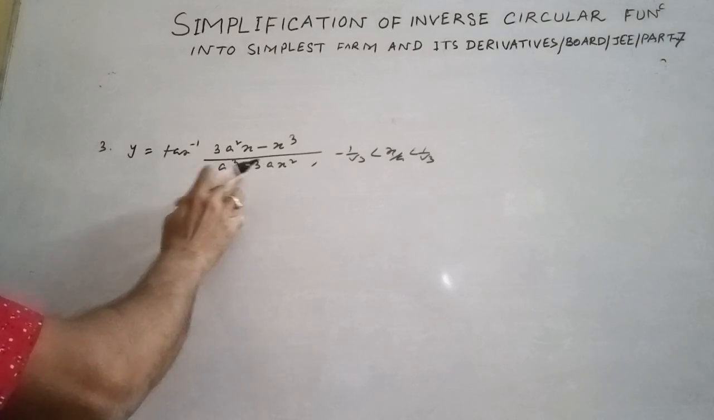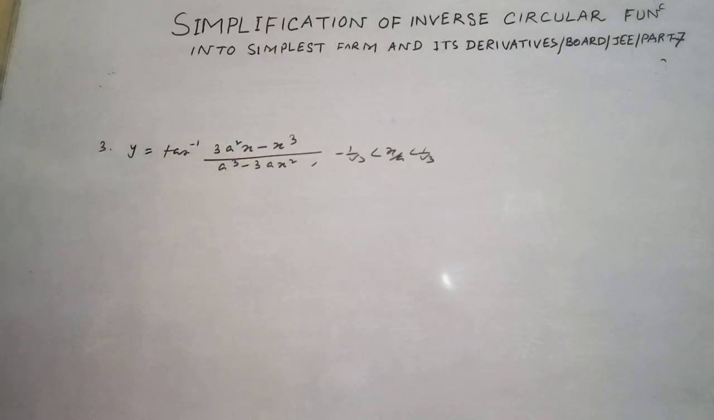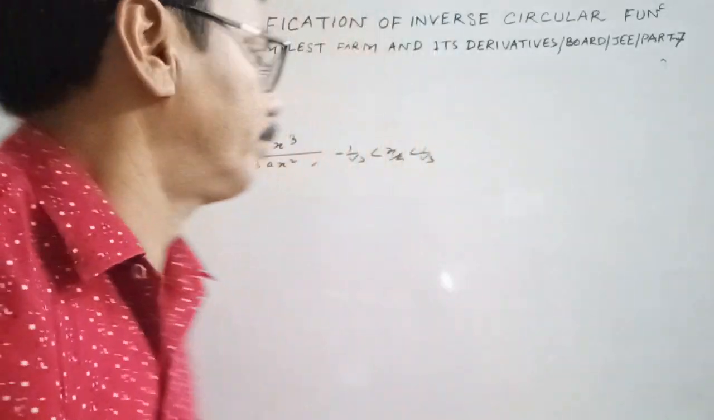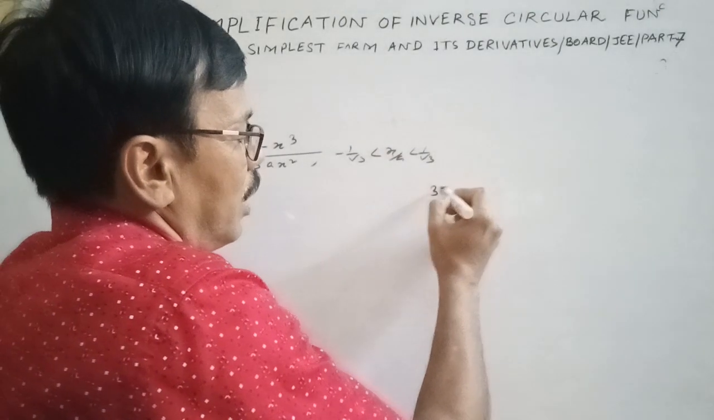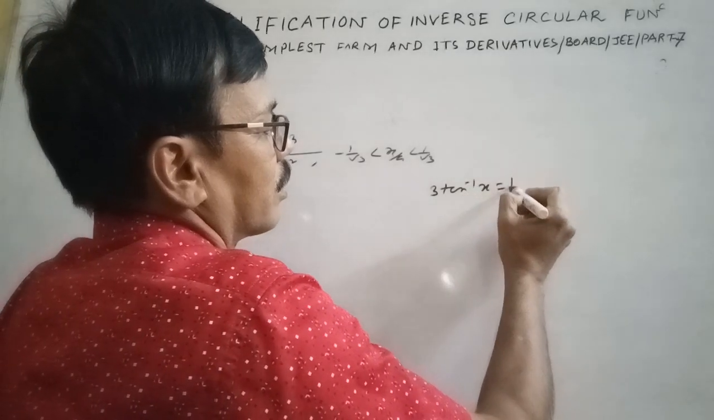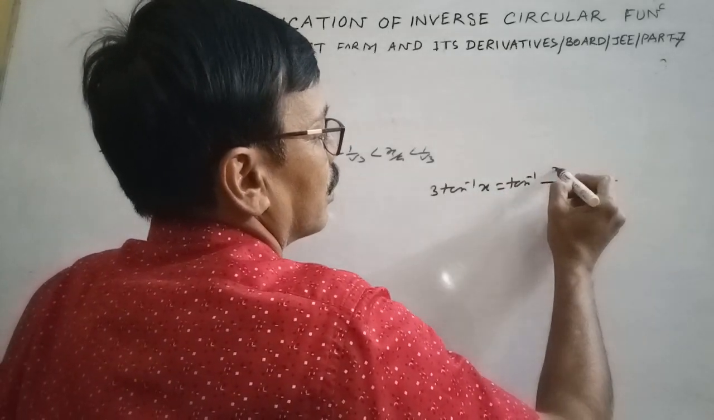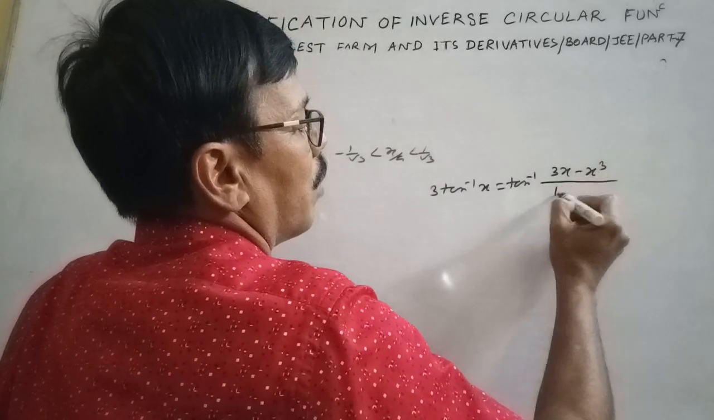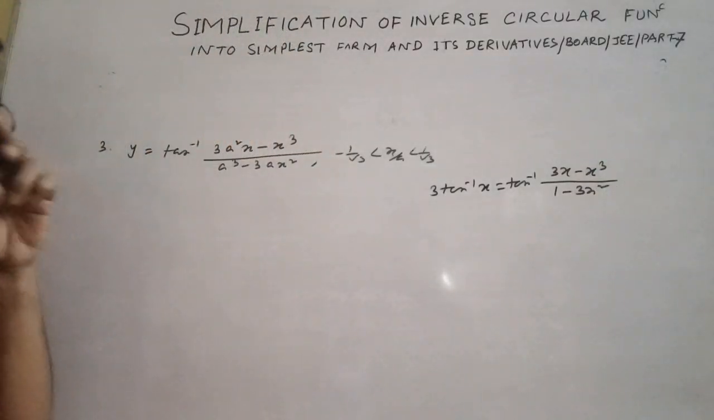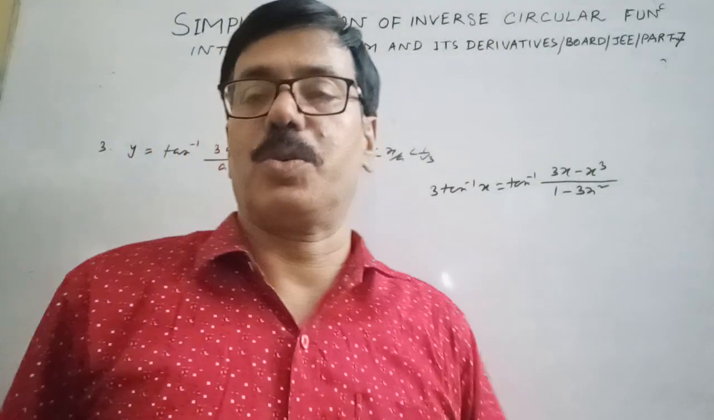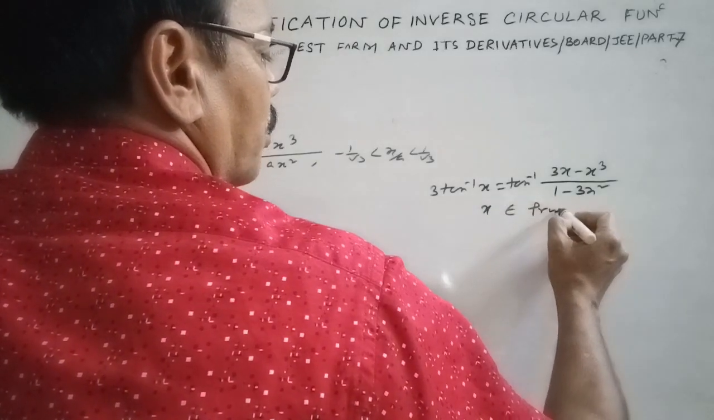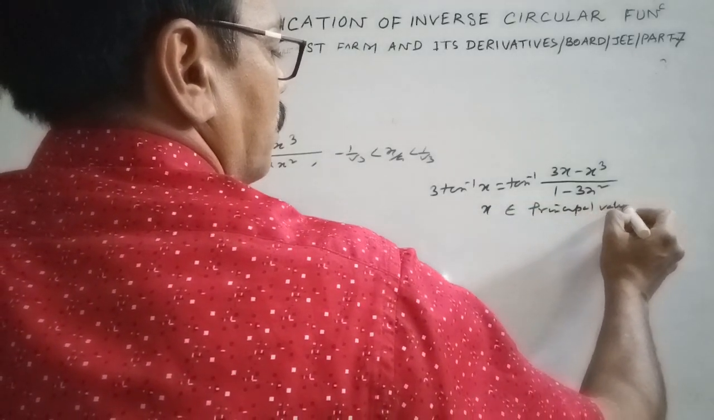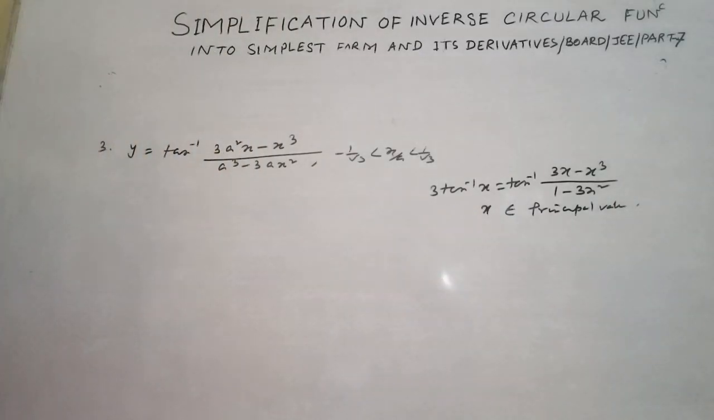Now tan inverse of (3a square x minus x cube) by (a cube minus 3a x square). So here the argument is not simple, so try to use a formula. Try to recall: 3 tan inverse x equals tan inverse of (3x minus x cube) by (1 minus 3x square), where x belongs to the principal value, that is minus pi by 2 to plus pi by 2.